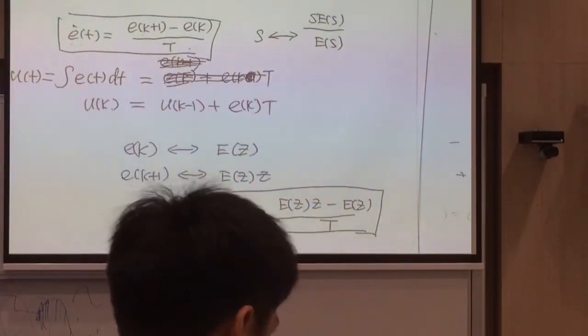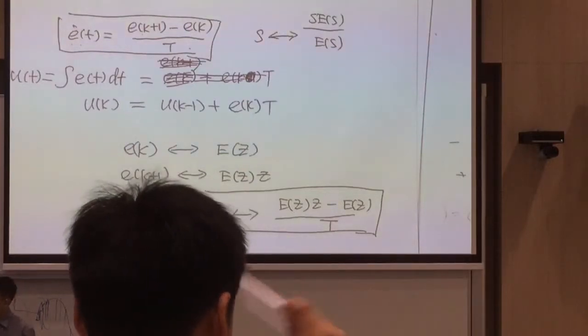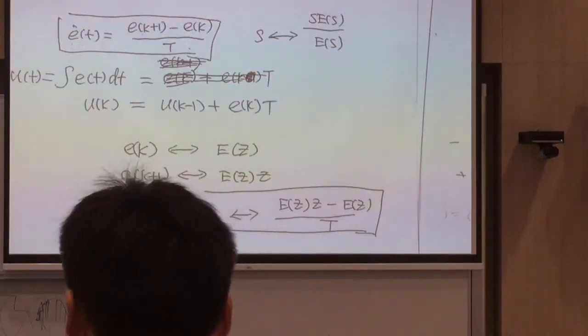So this is your Euler's forward. And if you have your Euler's backward, what do you have?